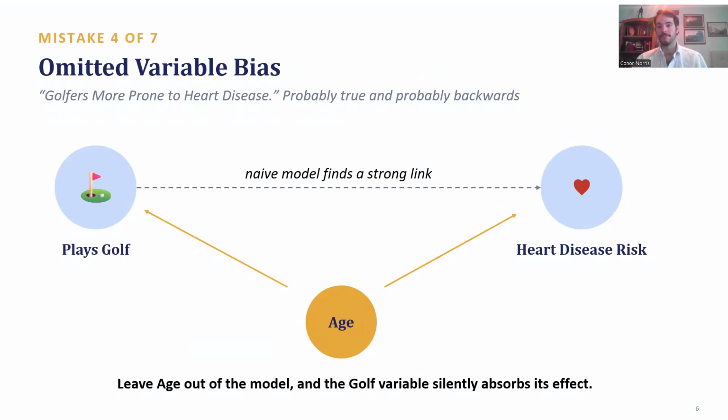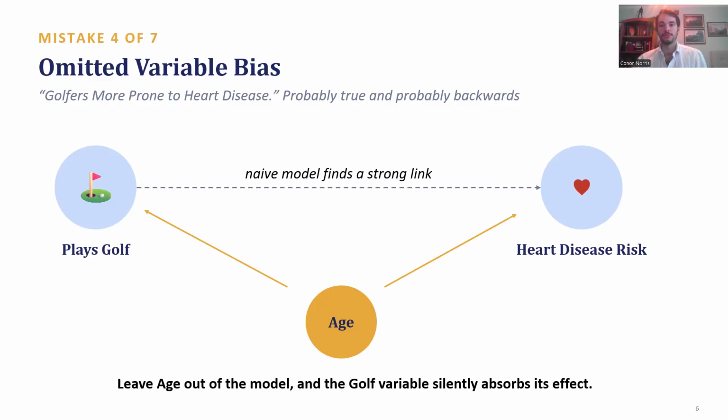Mistake 4 is omitted variable bias. So imagine the headline, golfers more prone to heart disease. Now this is probably true, but it's probably getting things backwards. So golf, despite the renaissance we're seeing of a lot of younger people playing today, is disproportionately still played by older people, and especially retirees who have the time to spend 4 hours on a golf course. If a regression model doesn't control for age, if we totally ignore that possibility, the golf variable ends up quietly absorbing the effect of age instead.